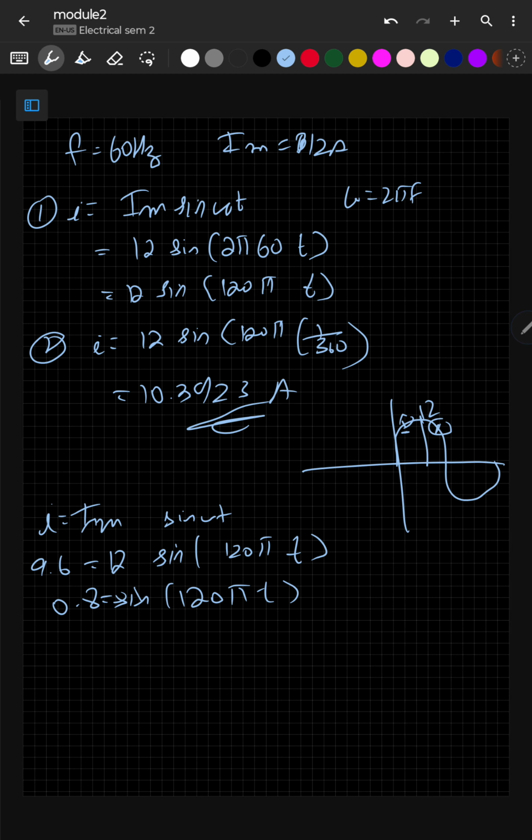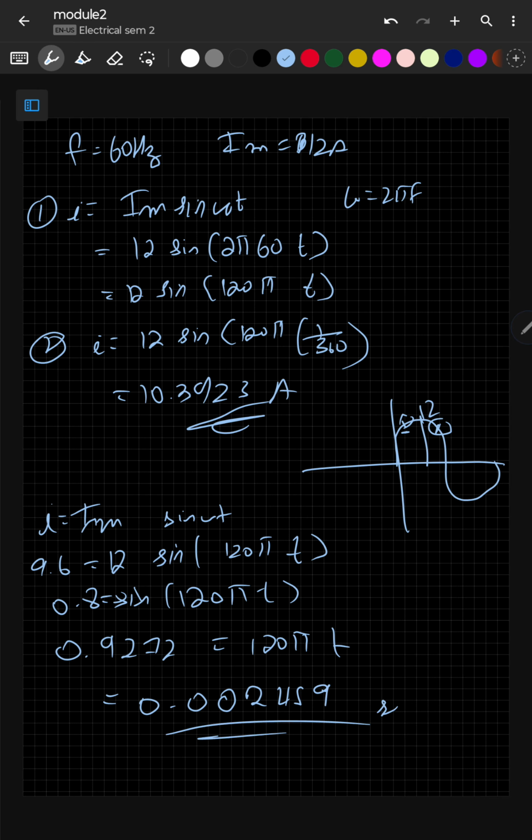So 0.9272 equals 120 pi t. So 0.9272 by 120 into pi we can do. So I am getting the answer, let me just check first. Yes, 0.002459. This was the answer I am getting, in seconds.